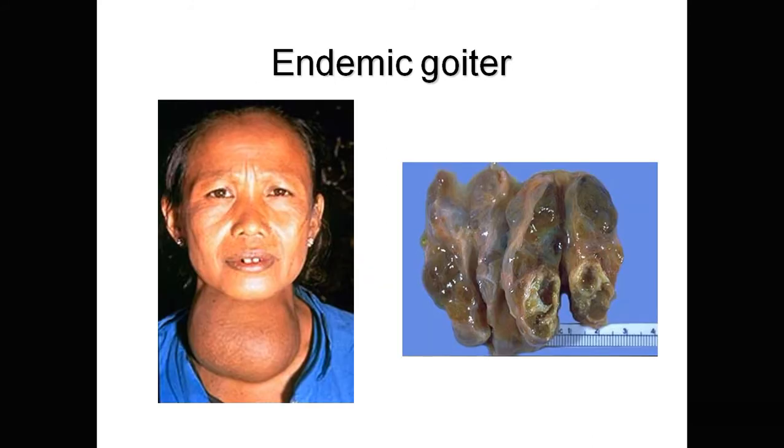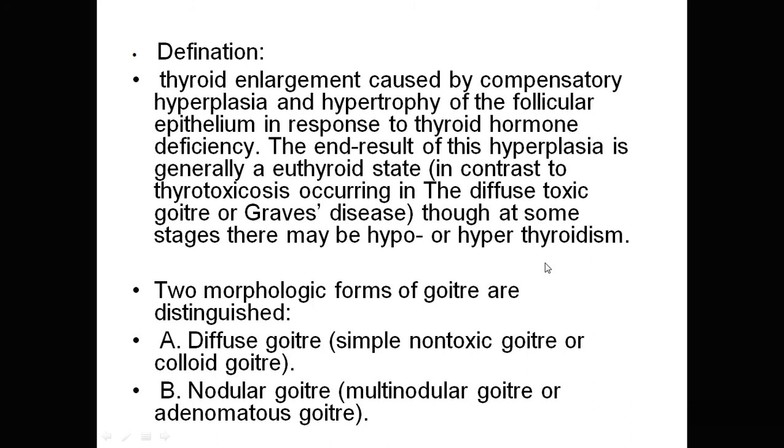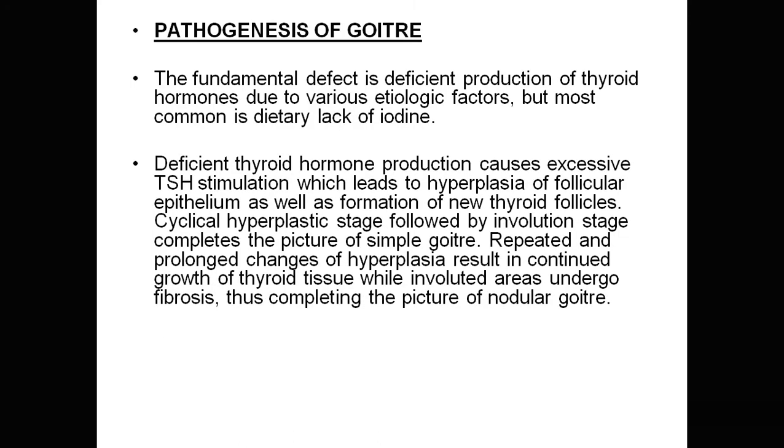So this is the photograph of endemic goiter, which commonly occurs in the Himalayan region due to endemic deficiency of iodine in the soil. This is the cut section of the thyroid gland. Definition of goiter: it is thyroid gland enlargement caused by compensatory hyperplasia and hypertrophy of the follicular epithelium in response to thyroid hormone deficiency. The end result of this hyperplasia is that the patient is generally in a euthyroid state. Euthyroid state means a normal thyroid hormone profile; T3, T4, and TSH levels are within normal limits. So there are diffuse goiter and nodular goiter.